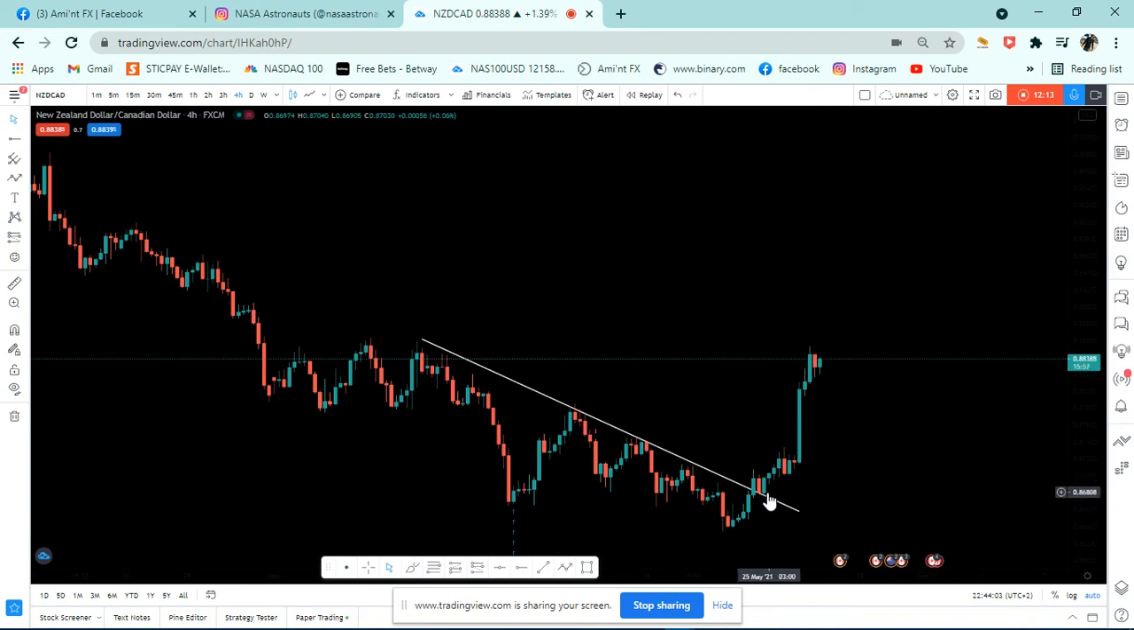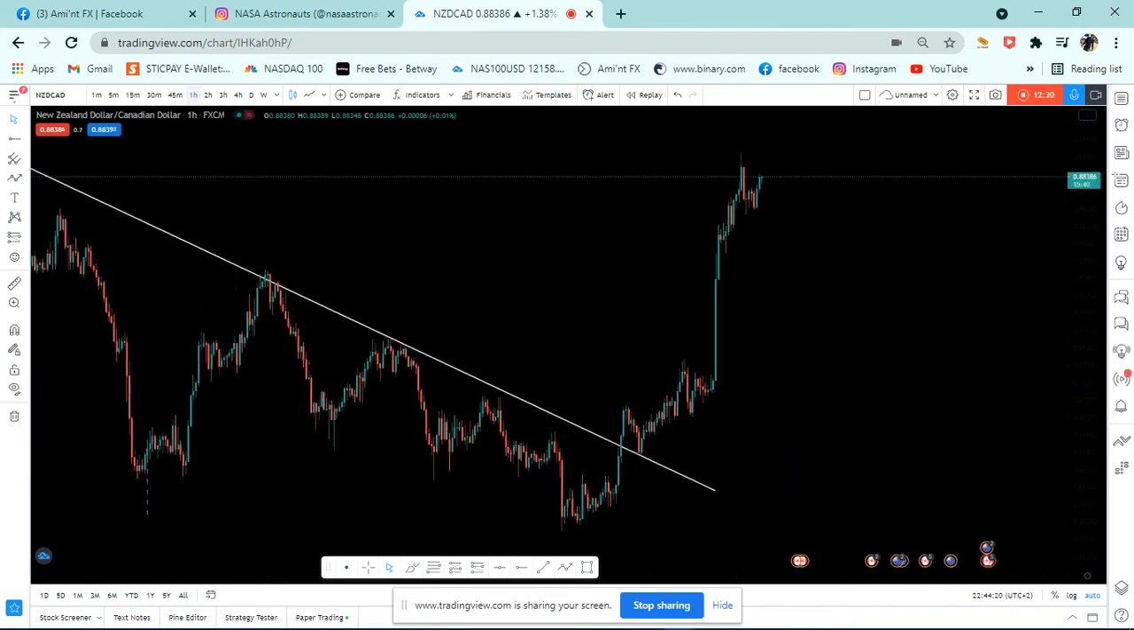So what do we see? What we see is that there's a change in market direction. The market went all the way up, skyrocketed. Let me show you on a lower time frame.